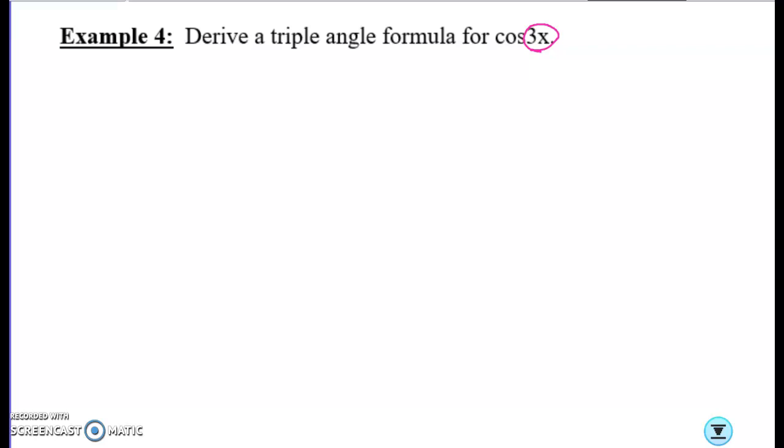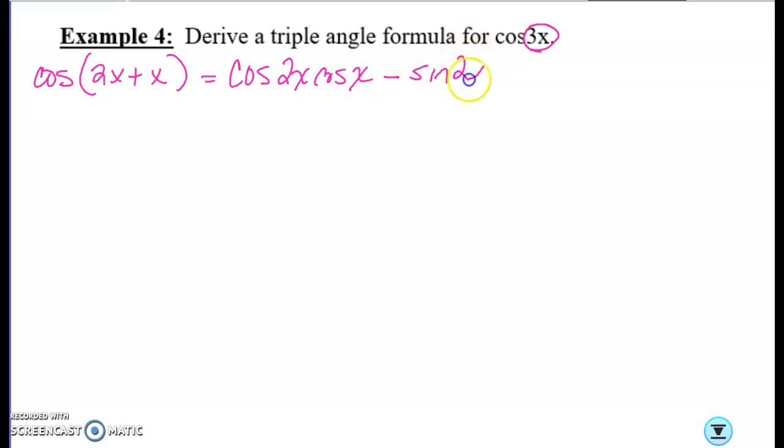And you look at this and you're like, okay, this is the cosine of 3x. I have nothing for that. But the cosine of 3x is the same thing as 2x plus 1x. And if you look at this, this is the angle sum and difference identity. So we can expand this using our angle sum and difference identity, which would be the cosine of 2x times the cosine of x minus the sine of 2x times the sine of x.